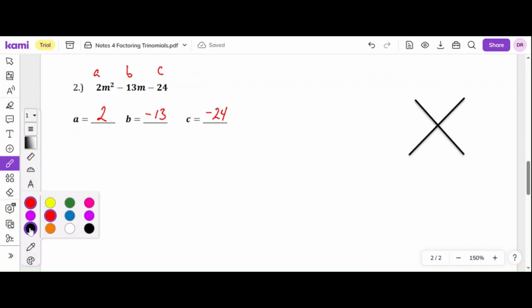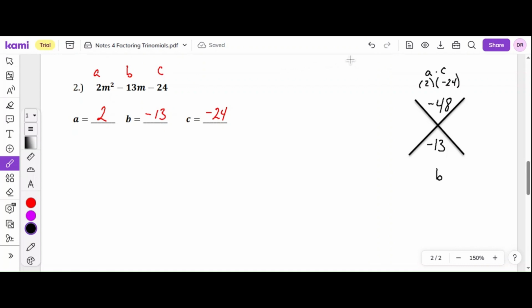In our chart, we're going to calculate a times c. And we need to look at our numbers. For a, that was a positive 2. But for c, that's a negative 24. And 2 times negative 24 is negative 48. At the bottom of this chart, that's our value for b. And for b, we have a negative 13. Okay, so we have negative 48 that we need to multiply to, and negative 13 we need to add to.